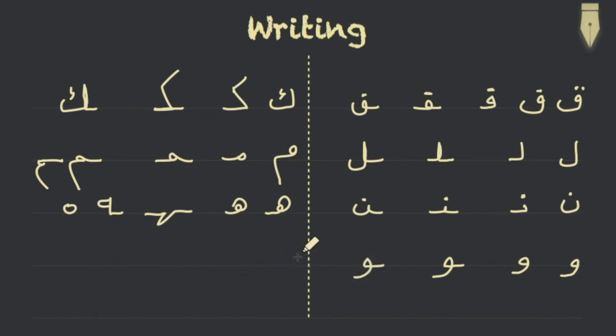For the ya, we start a little above the line and we go this way. And we put two dots, or we can use a dash. For the initial form, we draw it as the ba, but we use two dots or a dash below it instead of one dot. For the medial form, again similar to the ba, but with a dash. For the final form, we draw similar to the isolated form, but preceded by a horizontal line.